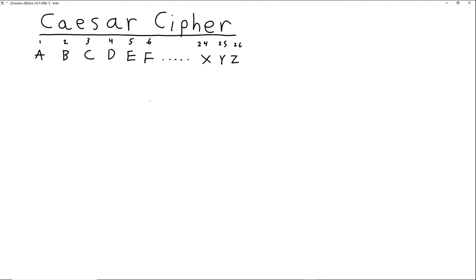Welcome to GlassCode, and in this video we're going to talk about the Caesar Cipher. The Caesar Cipher is one of the most simple and probably the most widely known encryption techniques around. It is used as a teaching method to teach beginners the beginning topics of encryption.